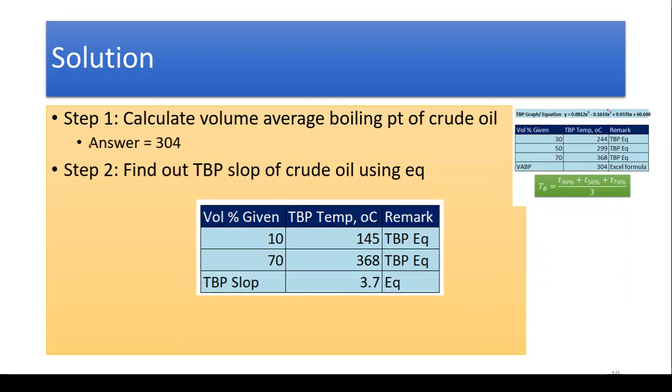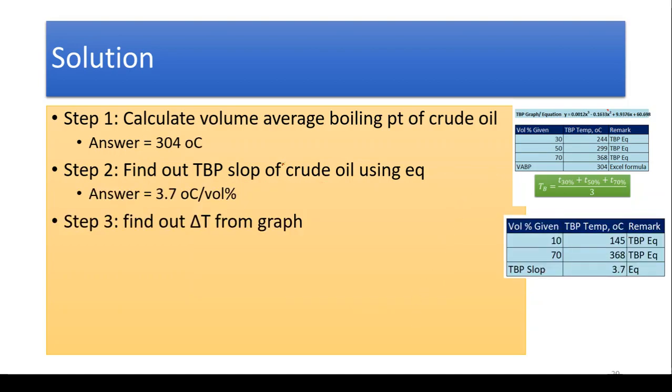Now come to the next step. Step 2 is to find out the TBP slope of the crude oil. So we know about the TBP slope equation. So we have to find out T70 minus T10 temperatures, and then divide by 60, that will give the slope of the TBP temperature curve, that is 3.7. Now the first step is completed, the second is completed.